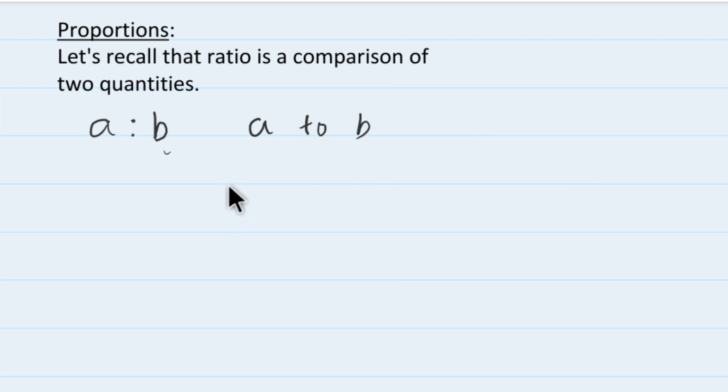Or a ratio can also be represented in the form of fractions. Let us suppose there are two quantities A and B, then their ratio can also be written as A over B. These are all ways of representing a ratio. So we learn more about ratio by some examples.